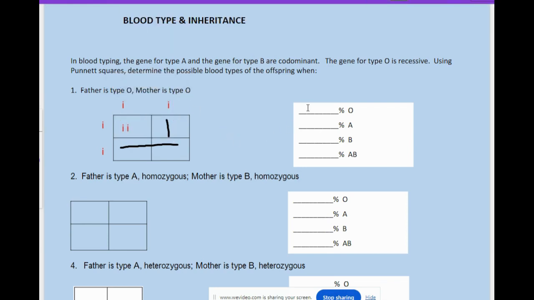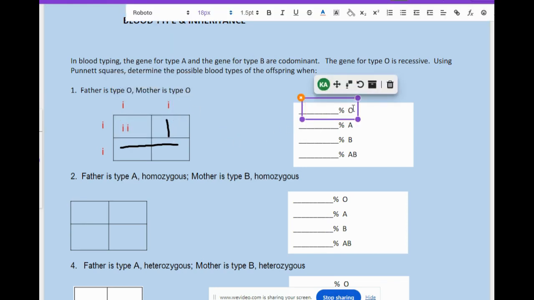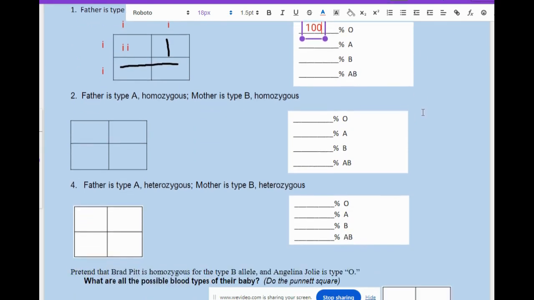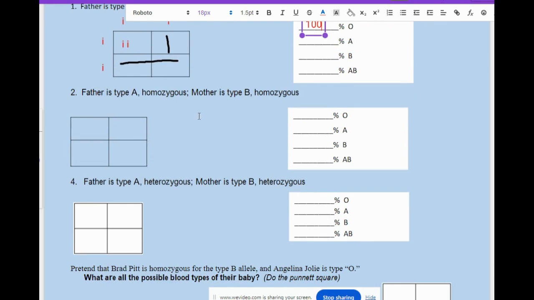That's type O blood. And guess what? If all your kids are going to have type O blood, that equals 100%. Now, you don't have to put 0, 0, and 0, because I know if it's 100%, obviously the rest are going to be 0.